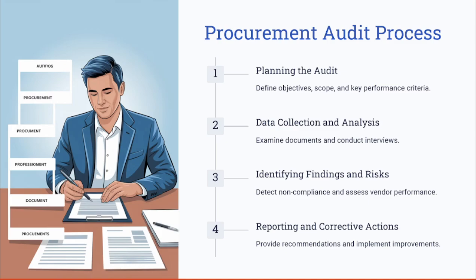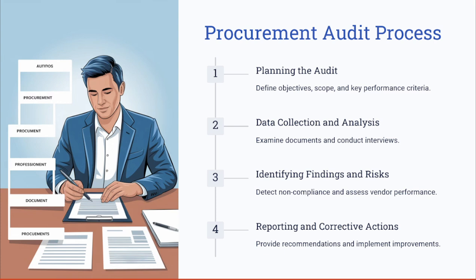Let's look at the procurement audit process step by step. First, you start with planning the audit. Planning the audit means you define the audit objectives, the scope, and the key performance criteria that you're going to measure your audit against. Also, while planning the audit, you identify the key procurement documents and contracts to review.